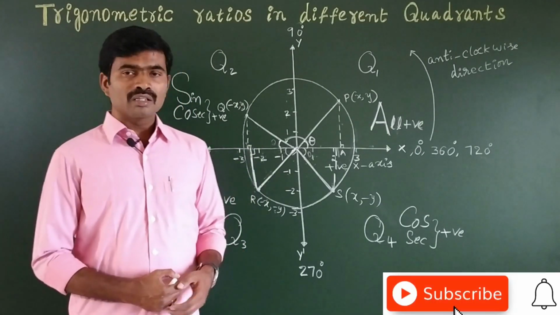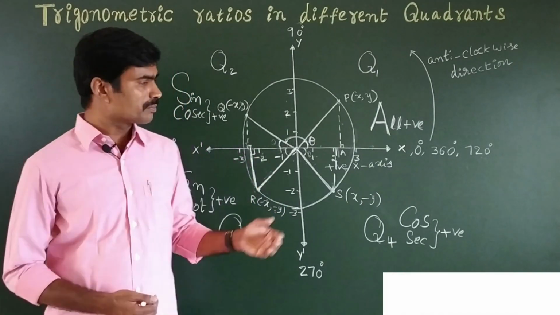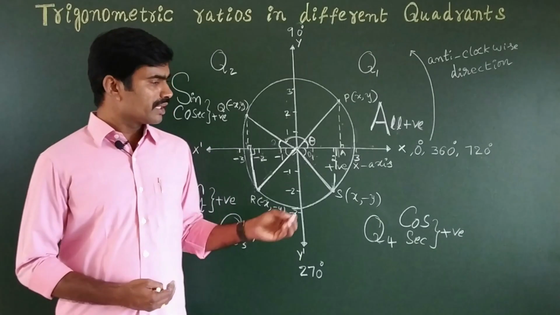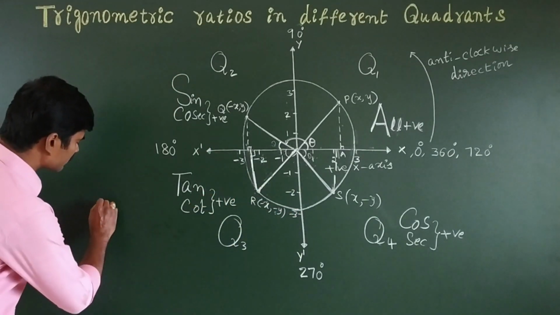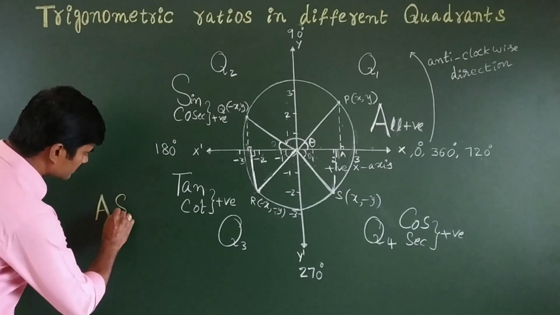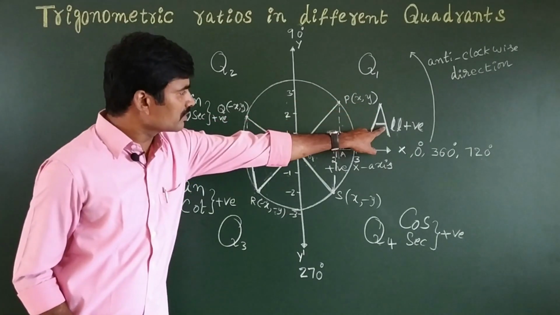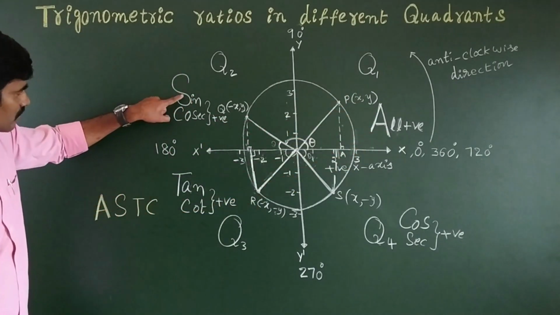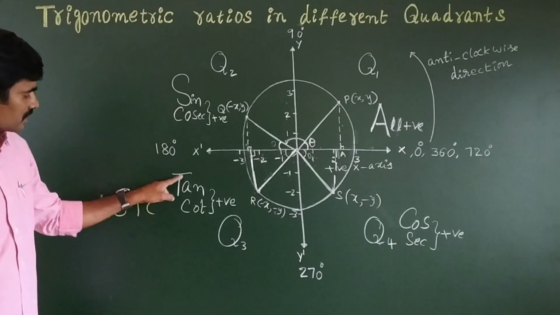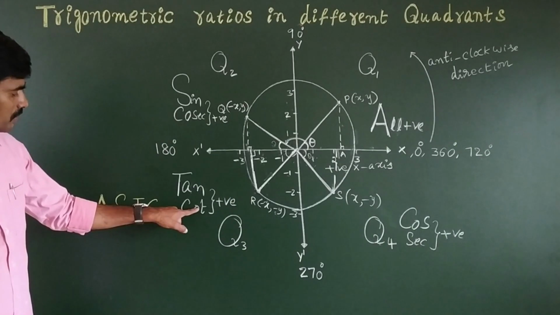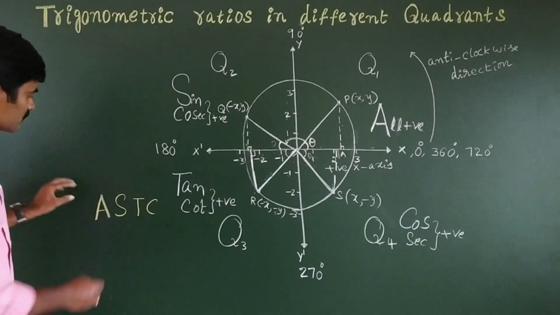Otherwise, with some technique, you can easily find which values are positive and which are negative in the different quadrants. Identify by an easy technique, that is A, S, T, C. In the first quadrant, all are positive. In the second quadrant, sin and its reciprocal are positive. In the third quadrant, tan and its reciprocal are positive. In the fourth quadrant, cos and secant are positive.